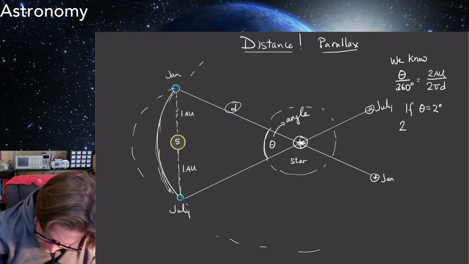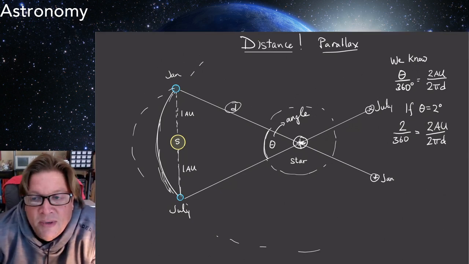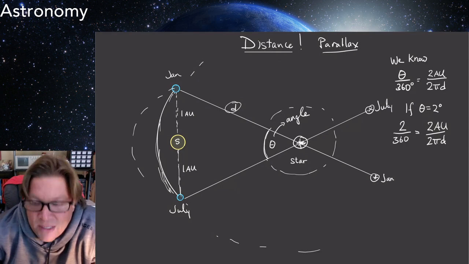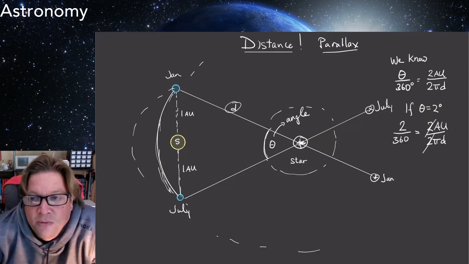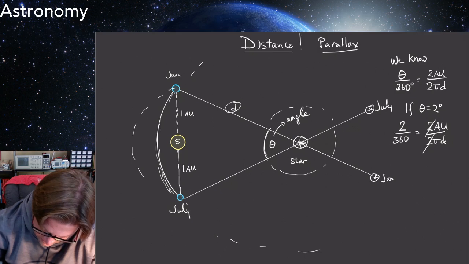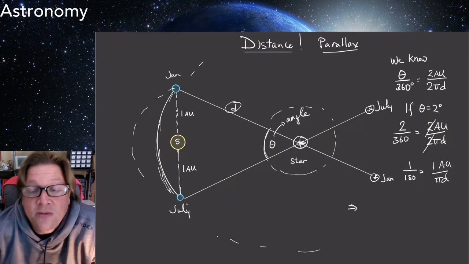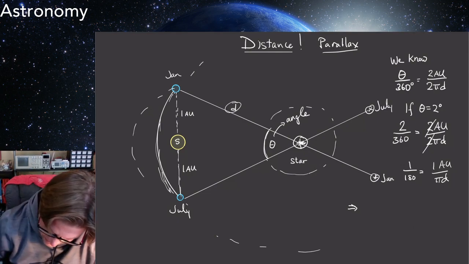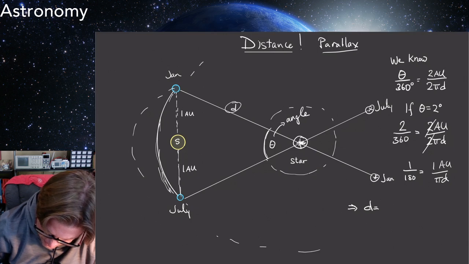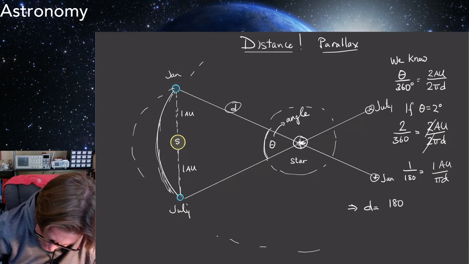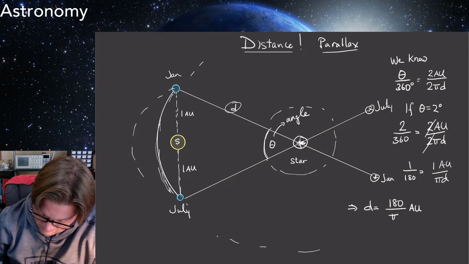Okay, then that means 2 divided by 360 is 2 AU over 2 pi times D. The thing we're interested in, remember, is D. I want to know how far away that star is. From algebra, I can cross out those 2's, one on the top, one on the bottom, so they divide out. 2 divided by 360 is 1 over 180, which equals 1 AU over pi times D. Okay, let me go ahead and solve for D. I'm just going to do a tiny bit of algebra to show you how this works out. If I bring D up to the other side, D is going to be 180 divided by pi AU.